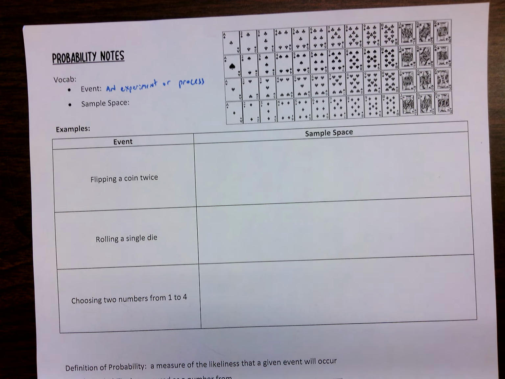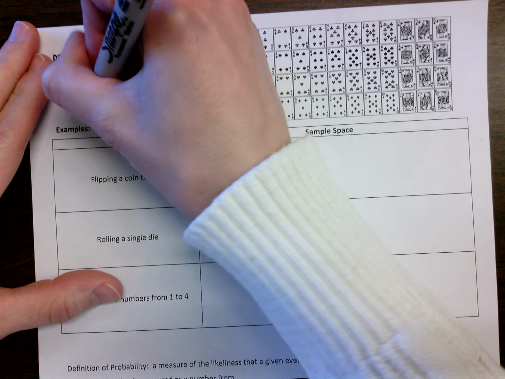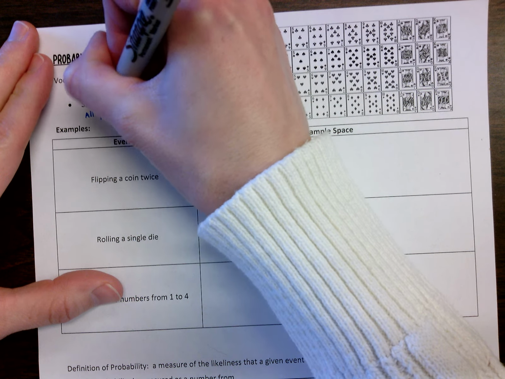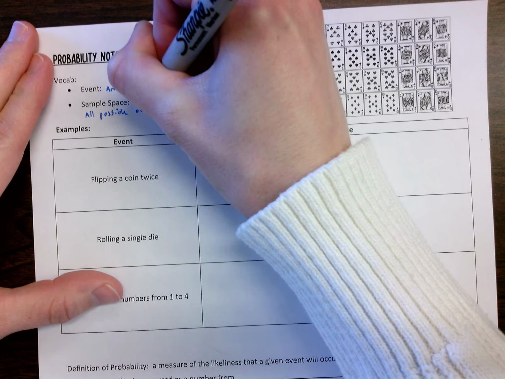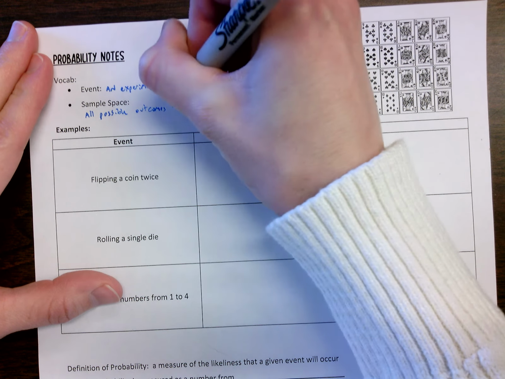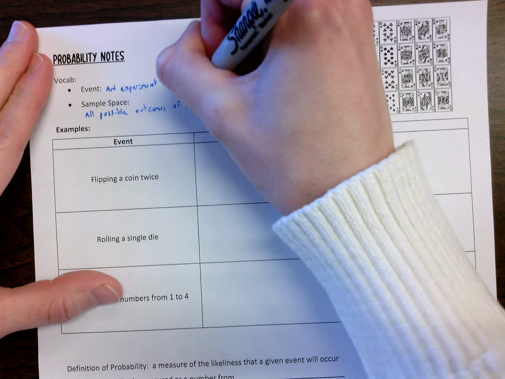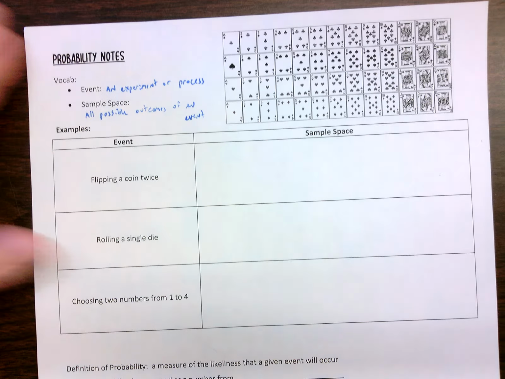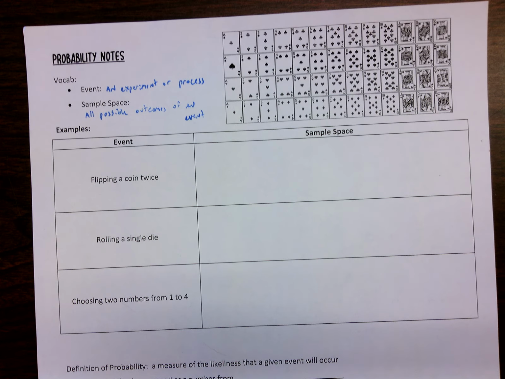Okay, so once we have an event, the sample space is the list of all possible outcomes. So it's all of the possible outcomes of an event. When we talk about flipping a coin, your possible outcomes are heads or tails, so that would be your sample space. If we talk about rolling a single-sided die, your sample space would be getting a 1, a 2, a 3, a 4, a 5, or a 6. So it's just all the things that could very possibly happen.